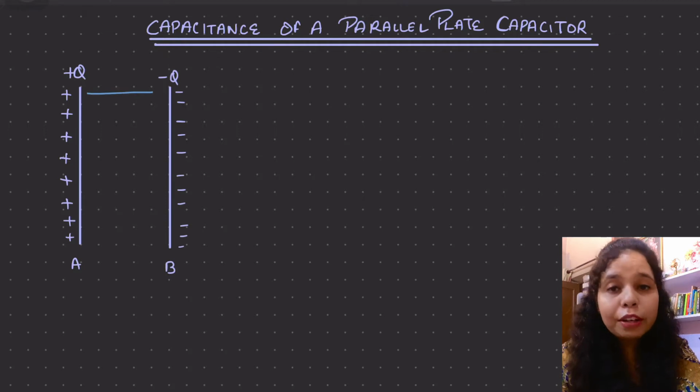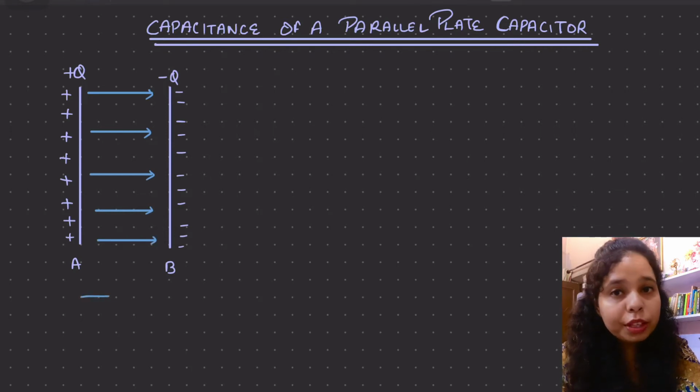Now we know electric field lines exist from the positive end to the negative end. So this space is filled with electric field lines parallel to each other, and we will mark the separation between the plates as small d.